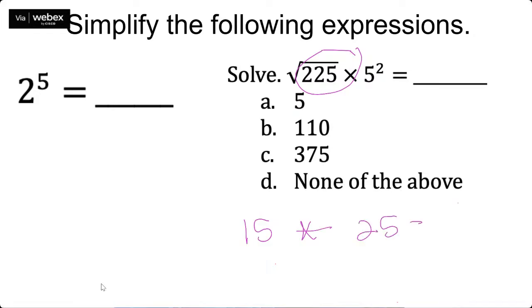25. Because 5 times 5 is 25, and then the square root of 15 squared times 25. 15 times 25 is going to give us 375. Does that make sense, Miss Patricia?